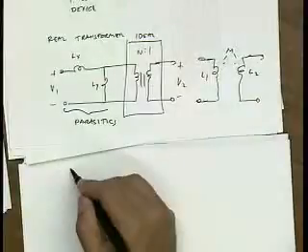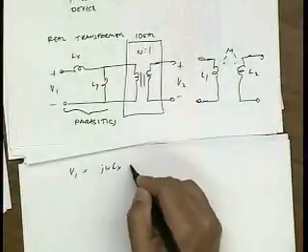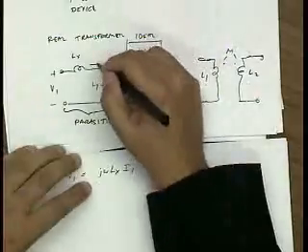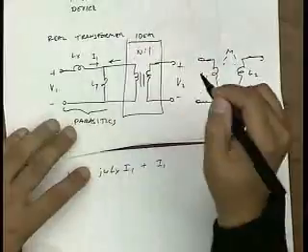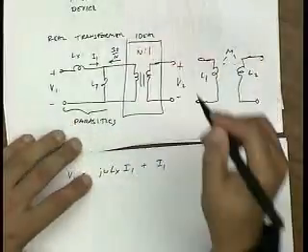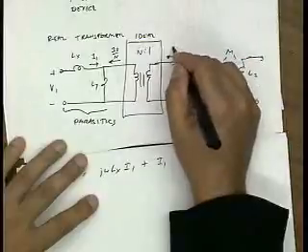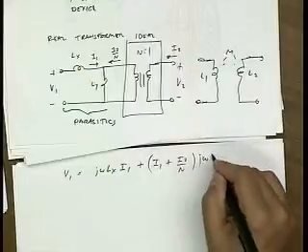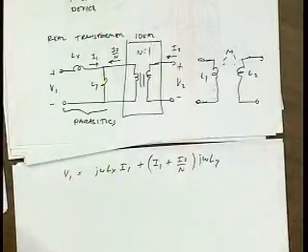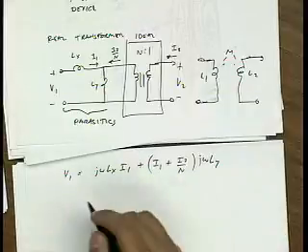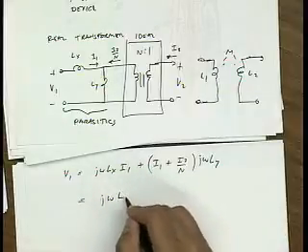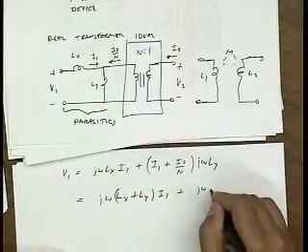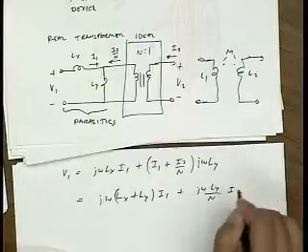Now, just using this circuit, V1 is j omega Lx I1 plus, so this is I1 flowing into here. This is I2 over N, where this is I2. So it's I1 plus I2 over N times j omega Ly. And if I basically group terms, this is Lx plus Ly I1 plus j omega Ly over N I2.